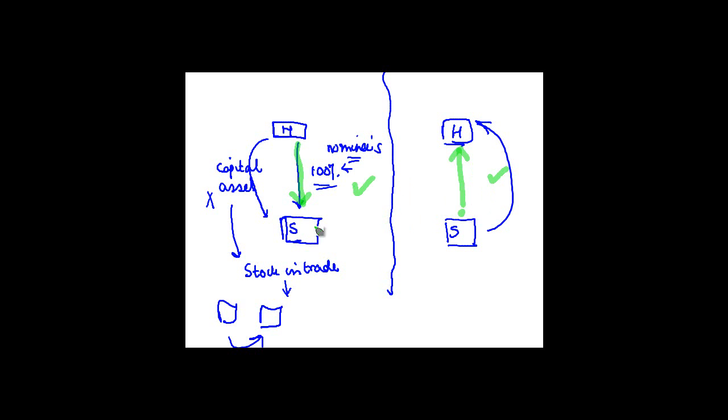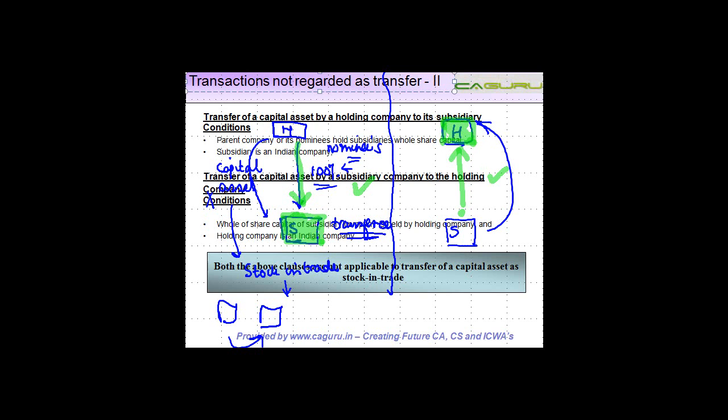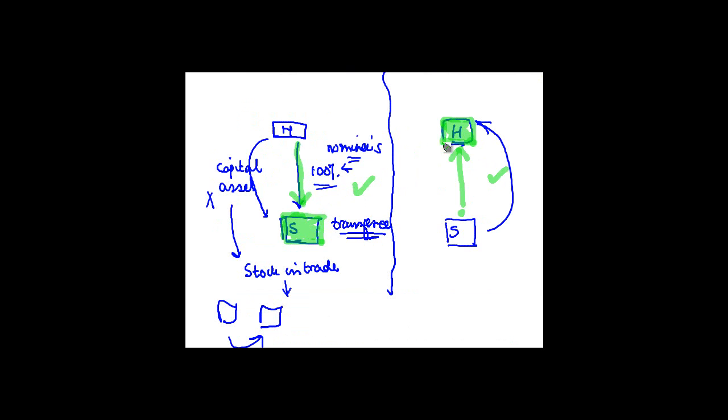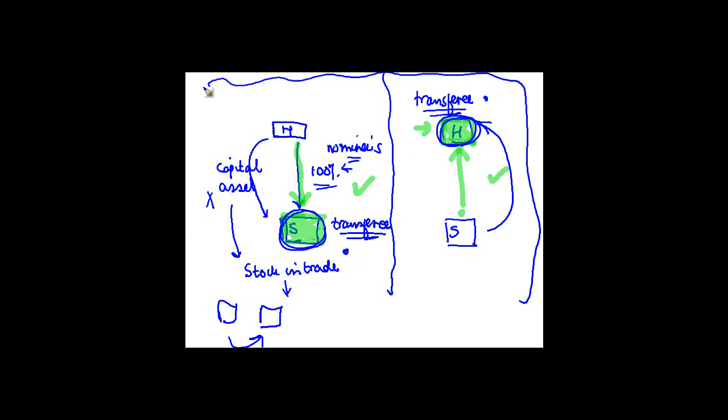So this condition is common. The second condition says that in this case, the holding company has to be an Indian company, right? But who is the holding company? The holding company is the transferee. In the first part, the subsidiary should be an Indian company, and the subsidiary was the transferee. The common thread is that in both cases the transferee is an Indian company. So what we can safely conclude is that in both these cases, the transferee has to be an Indian company.